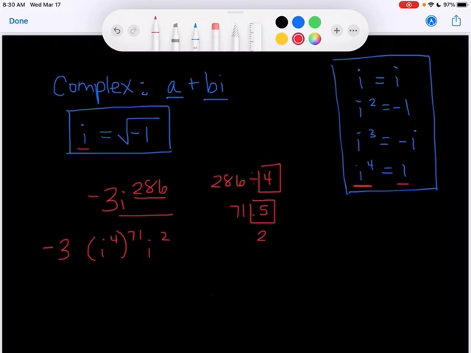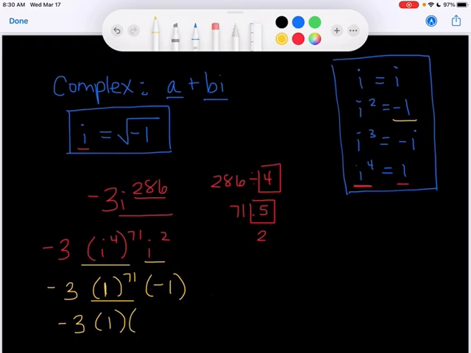This is helpful because i to the fourth equals 1. So I really get 1 to the 71st. And then i squared equals -1. And we still have this -3 out here. Well, I'm going to bring down the -3. 1 to any power is just 1. So 1 to the 71st is just 1. And then we have times -1. And if we multiply these, -3 times 1 times -1, you're going to get a +3 here.